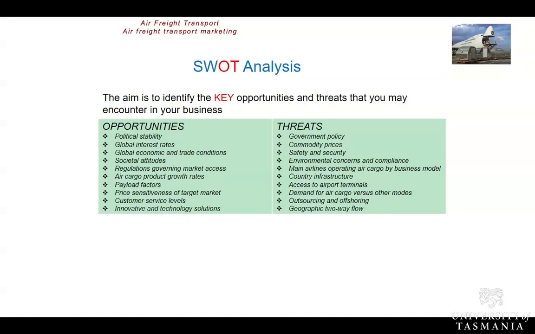So to finalise this particular process that you've just gone through, you need to filter out the best opportunities and the worst threats, because you need to ensure that your business can either take advantage of the opportunities or mitigate against the threats. So if we look at those, in this particular example, I'm going to identify global economic trade conditions as a key opportunity for my business. I'm also going to point out that air cargo product growth rates are also a key opportunity for my business.